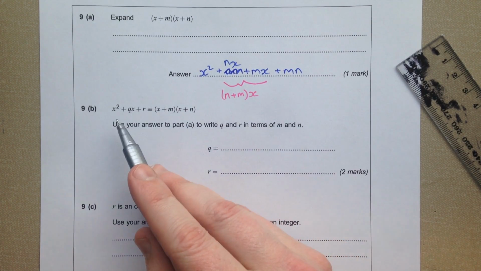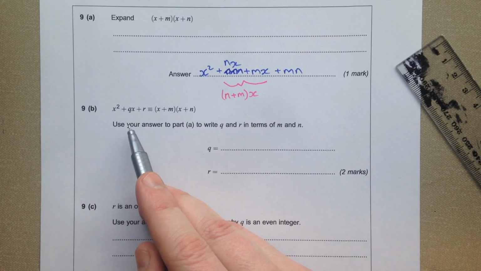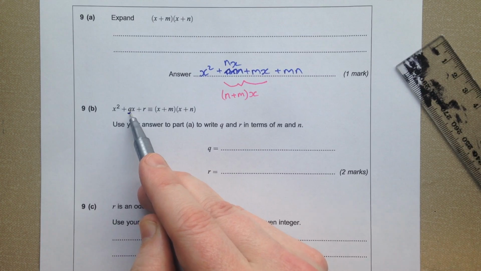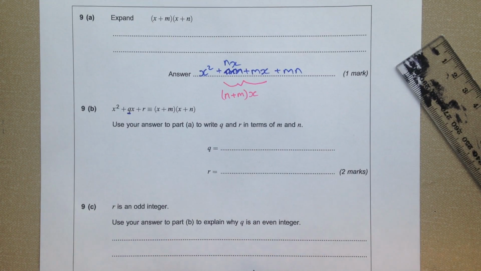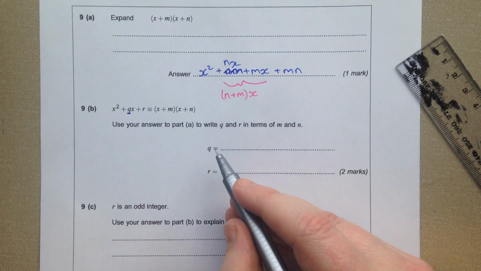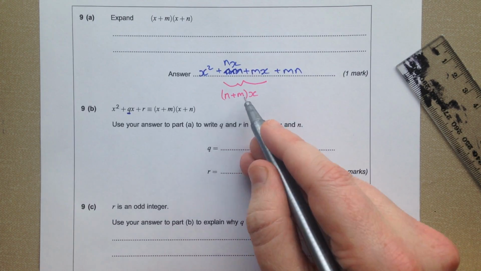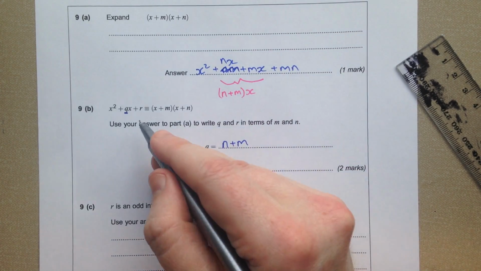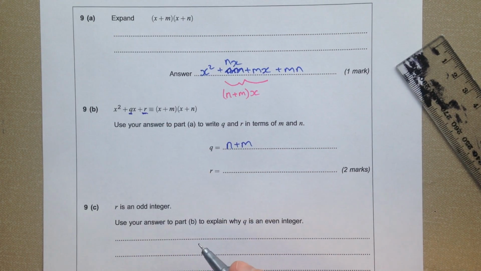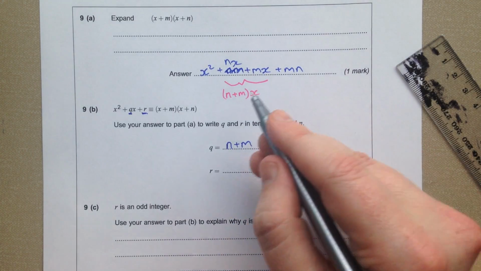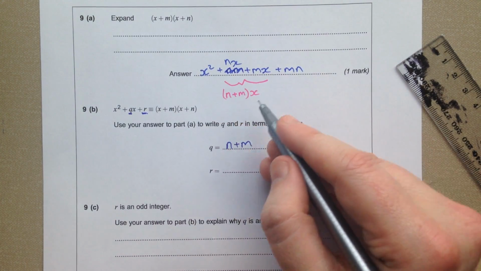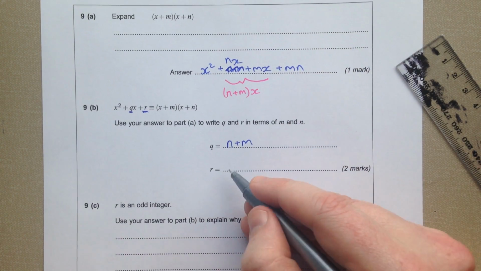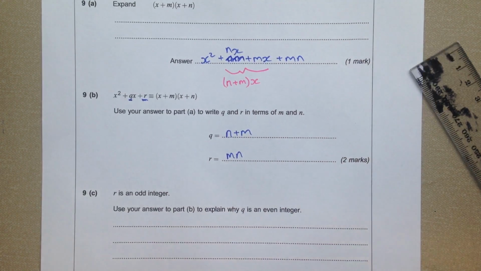So on this question, it's asking you to express these terms here, q and r, in terms of m and n. So q is the number in front of x in a quadratic. So the number in front of x, as I said here, when I factorised, was n plus m. So that is that bit there. The r is the number at the end of the quadratic, the number that doesn't involve x, should I say. It's just a number on its own. So that's mn. So that's the bit where we do m times n.